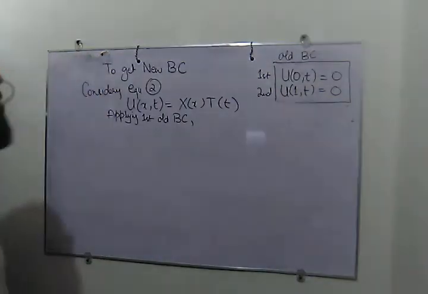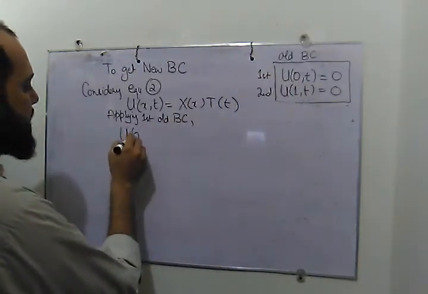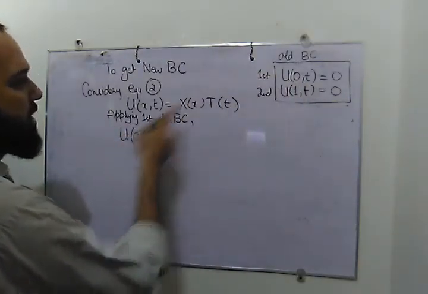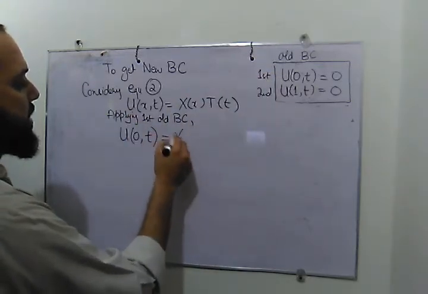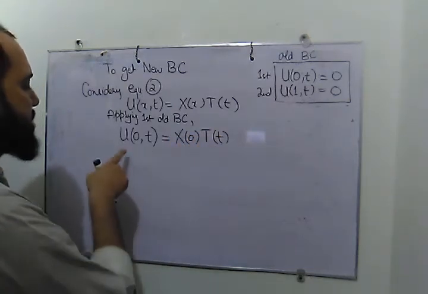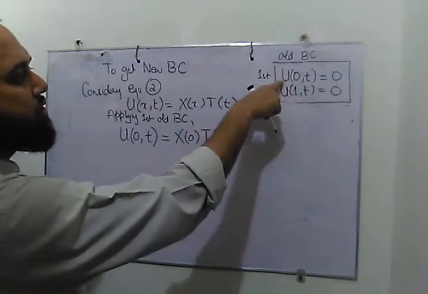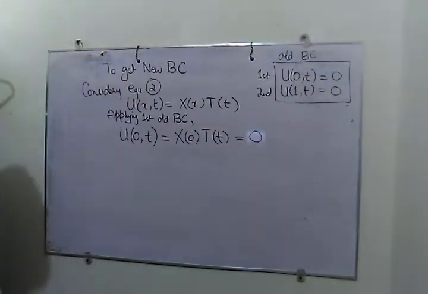When we apply the first old boundary condition, we see that x is equal to 0 here. So we put 0 here and it will become the first boundary condition. As we have put x is equal to 0 here, we again put x is equal to 0 here and T of t is unchanged. And this u(0,t) is equal to 0. That's why we write 0 here.